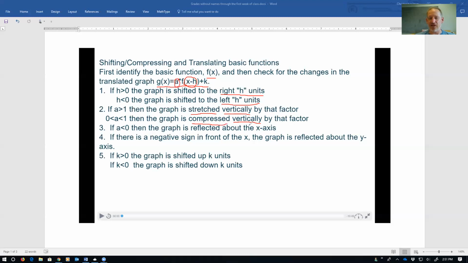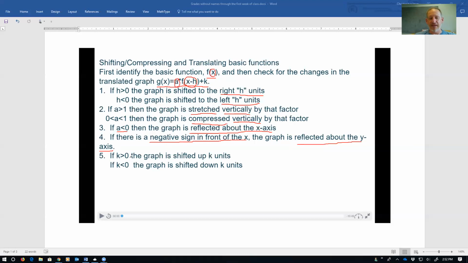X value is unchanged. If a happens to be negative, then the graph is going to be reflected about the x-axis. Essentially, every positive y value will become negative, and every negative will become positive if that a is negative. And if we're thinking about an inside change, a negative in front of the x on the inside, that's going to flip the graph about the y-axis. It's going to make every positive x negative and every negative x positive. So if there's a negative sign in front of the x, an inside multiplier, the graph is reflected about the y-axis.